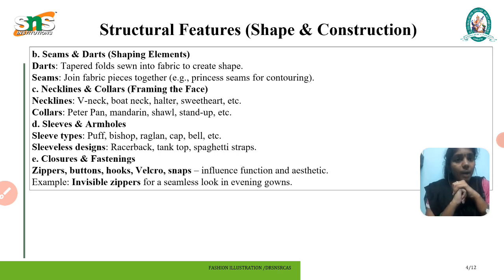Next one is armhole, sleeves and armhole. Sleeve types: puff sleeve, bishop sleeve, raglan, cape, bell, etc. Sleeveless designs: racerback, tank top, spaghetti straps. Third and last one is closures and fastenings. Next, zippers, buttons, hooks, velcro, snaps, influencing functional and aesthetic finishes.